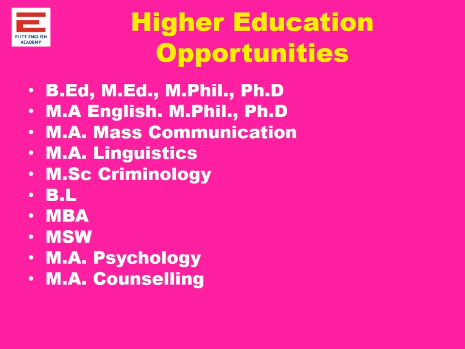Then sometimes the students have an eye on the business side. So after BA, you can go for MBA. Then MSW. There are many English literature students who, after completing BA, have gone for MSW. Immediately after 2 years of graduation, they get employment, with very good salary in many countries. And afterwards, you can go for MA Psychology and MA Counseling. These are the two courses widely available in universities.